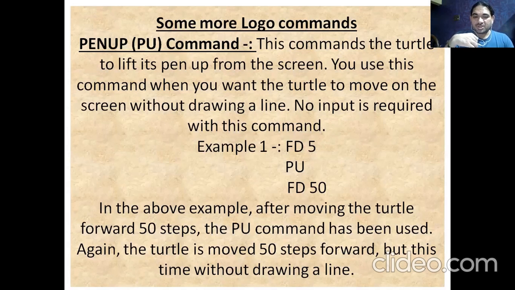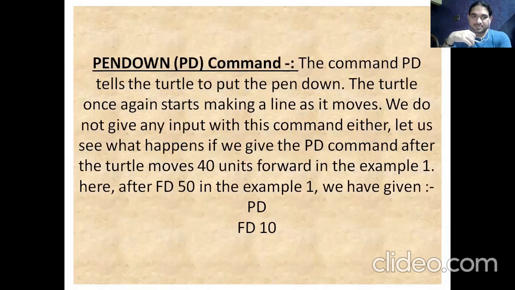Again, the turtle is moved 50 steps forward, but this time without drawing a line. So generally we are using this command for making our turtle move from one place to another, but it's not drawing the line. So simple concept, simple way I have told you. We are using this command to move the turtle from one place to another without drawing the line.